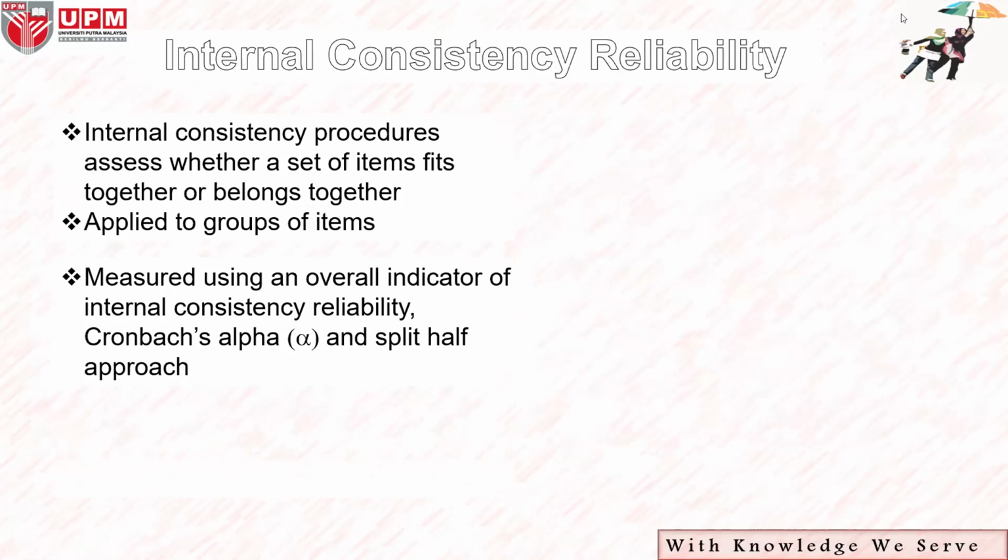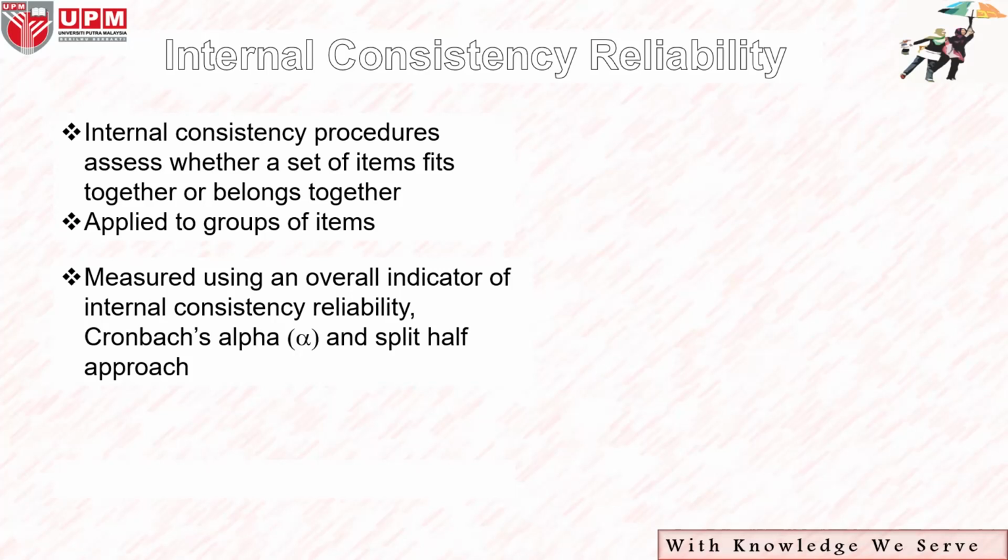Okay, next one, internal consistency reliability. This one is the most common one. Internal consistency procedures assess whether a set of items fits together or belongs together. So for example, if you have a job performance instrument, when you run the internal consistency reliability, you cannot run it as your overall instrument. Understand? You need to run it based on individual construct. You cannot combine all the items in all the constructs together. You have to run it individually according to your construct, because we want to assess whether the set of items or statements within our construct fits together.